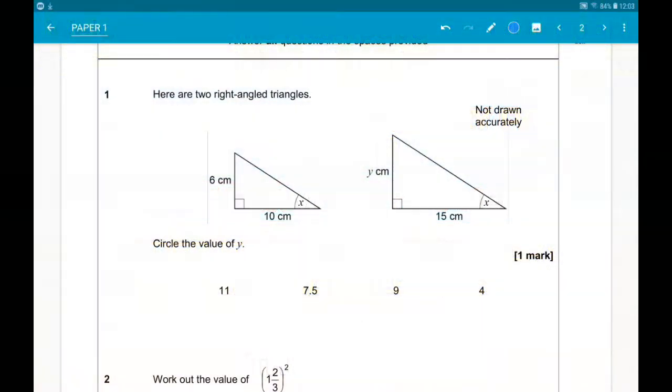Okay then, first up, here are two right angle triangles. Circle the value of y. Because they're both right angled and they both have an angle x, they are similar. So we need to work out the scale factor. To do that, we're going to do 15 divided by 10, which is 1.5. We then multiply that by 6 to get y. So we get 9.